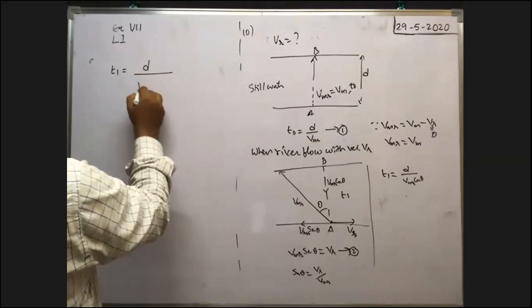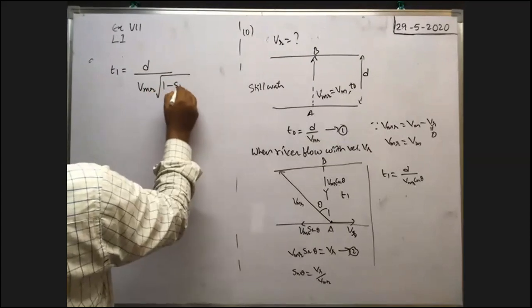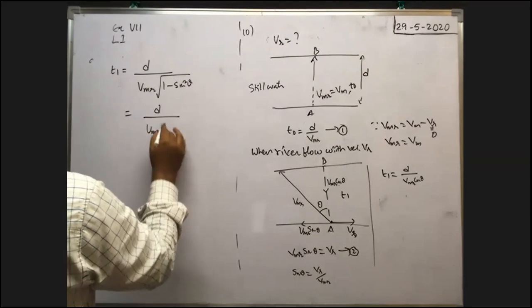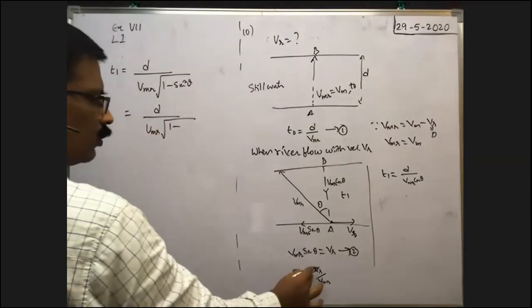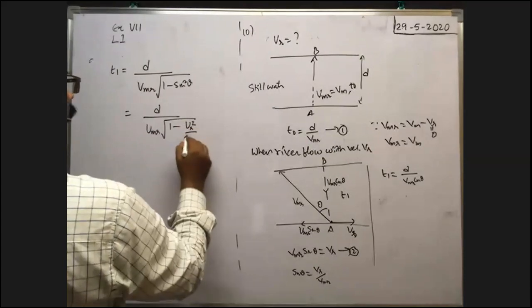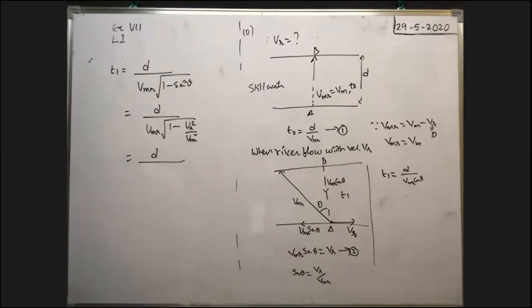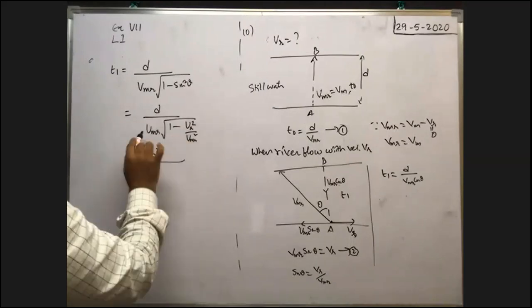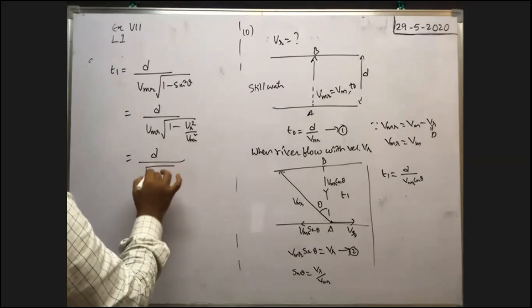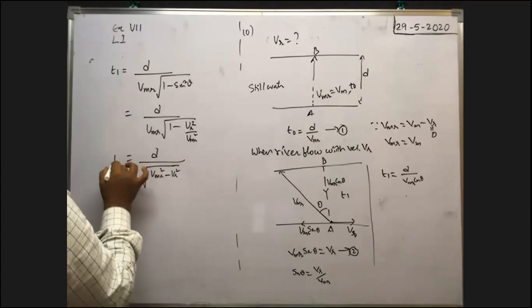Okay, you keep VMR like this only, into cos theta, which means root of 1 minus sin square theta. First you write like this. So D by VMR into root of 1 minus sin square theta, which is VR by VMR, no? Square is there, that's why VR square by VMR square. You write VMR inside the root, then square, then you multiply them. Then VMR square minus VR square, that is equal to T1.